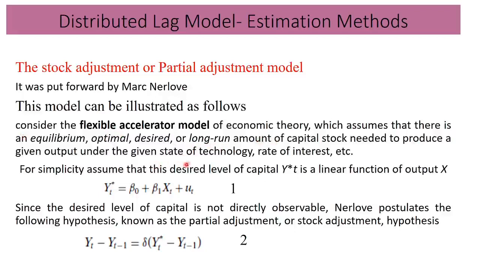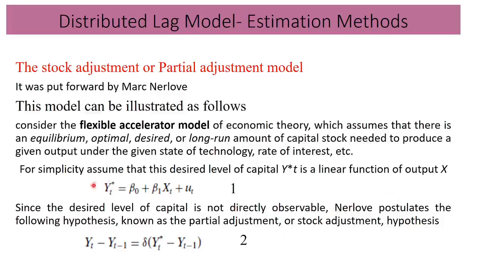This desired level of capital stock is denoted as Yt star and is a linear function of output X, which can be specified as follows: Yt star equals beta 0 plus beta 1 Xt plus ut. Since the desired level of capital is not directly observable, that is, Yt star is not directly observable, Marc Nerlove postulated the following hypothesis, which is known as the partial adjustment or the stock adjustment model.